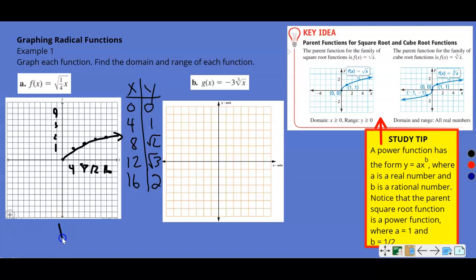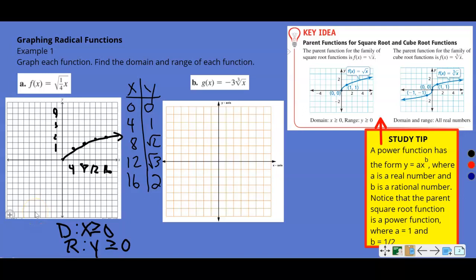So the domain would be all x's greater than or equal to 0. And your range would also be greater than or equal to 0, but your range comes from your y values, your vertical axis, so y greater than or equal to 0.